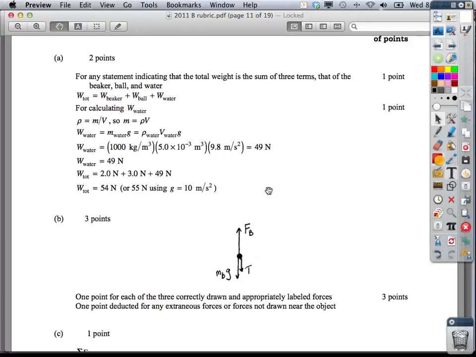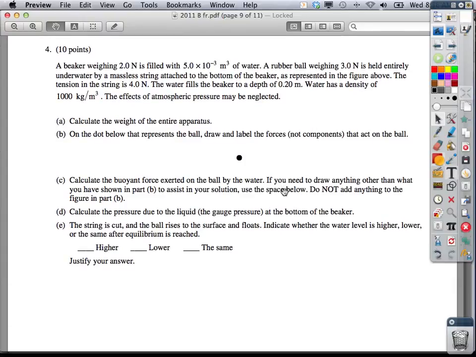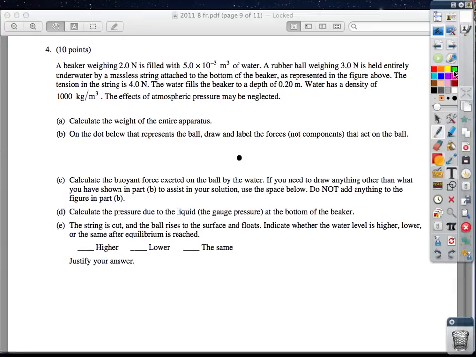Okay, so that's nice. And we go on, the dot below that represents the ball, draw and label the forces, not components. So the forces, obviously, one force we have is, Kevin, what? That's it? Okay, what points? Up, very good. That's F sub B. Next would be what, Trini? Gravity, it points down. Use a different color. F sub G. And that's it, right there?